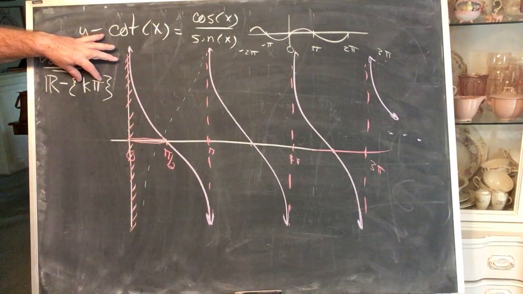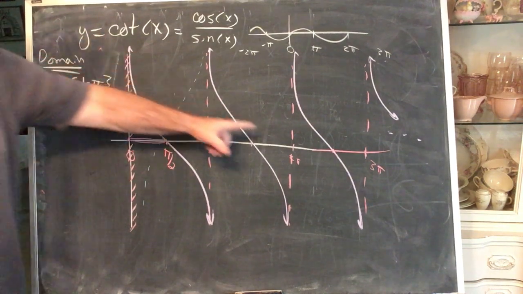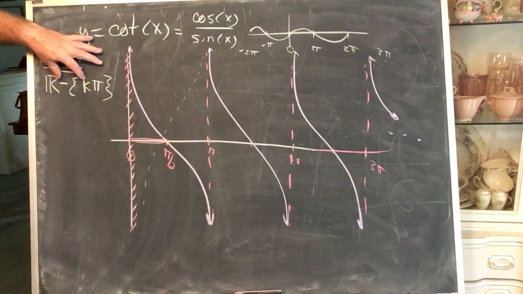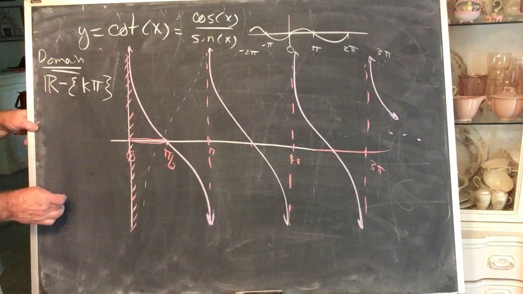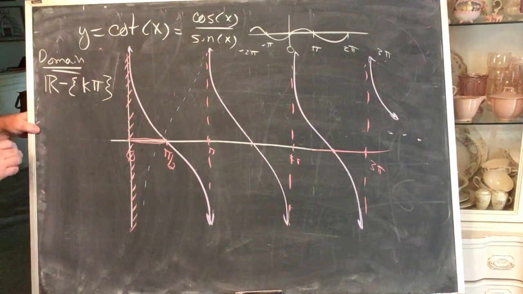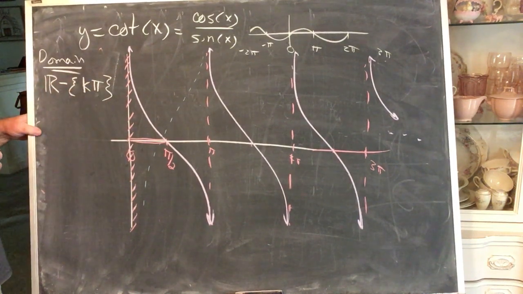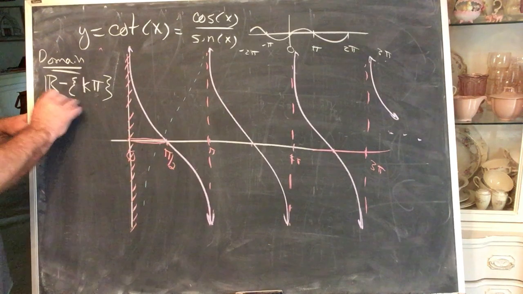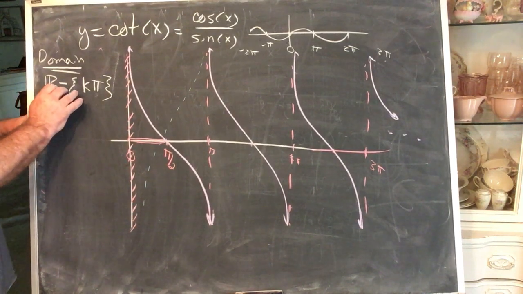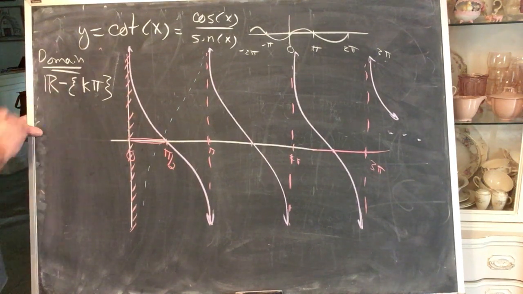When k is 1, this is 1 pi. We've thrown out that vertical asymptote value. When k is 2, it's 2 pi, and so on. When k is negative 1, there's negative pi, which I've erased over here, but it's still a value to be discarded. So this is the expression that represents the domain of the cotangent curve. It's all the real numbers, but you discard the integer multiples of pi. It is not the same as sine, not the same as cosine, not the same as tangent. So those are different values.